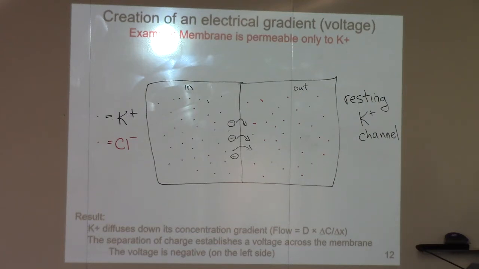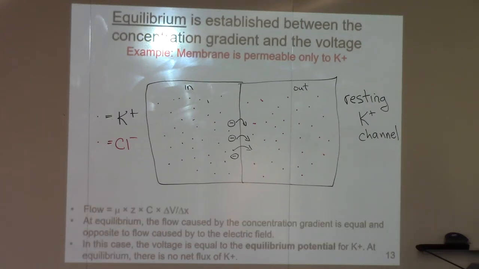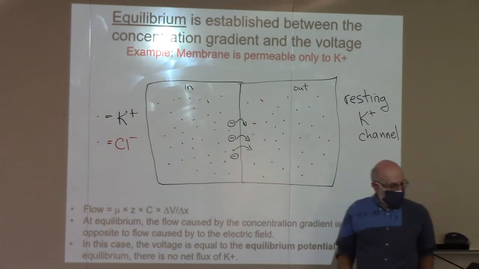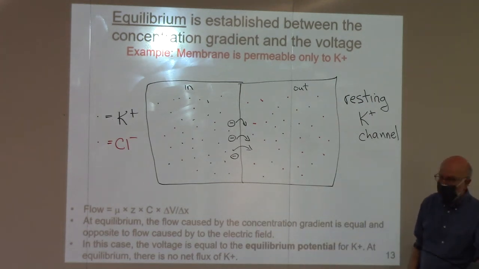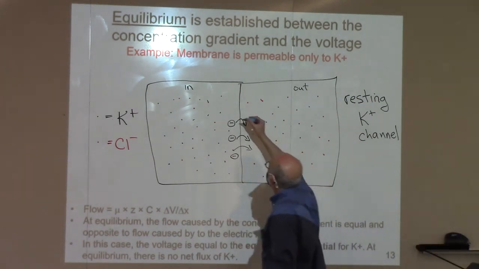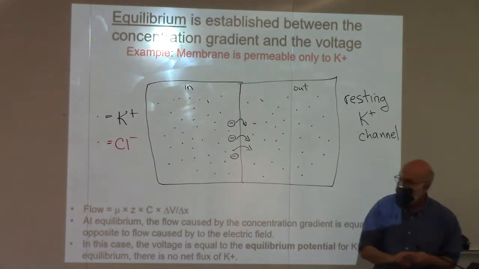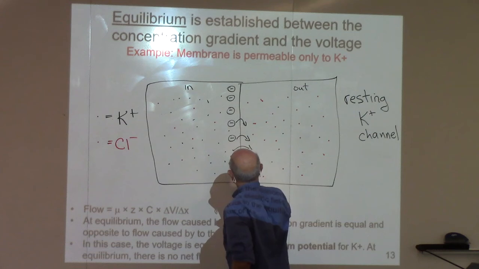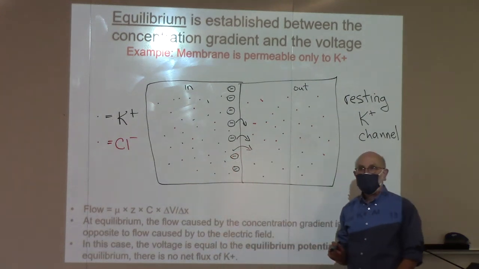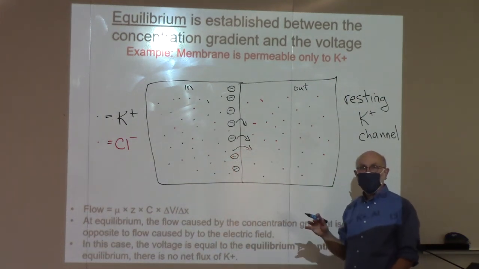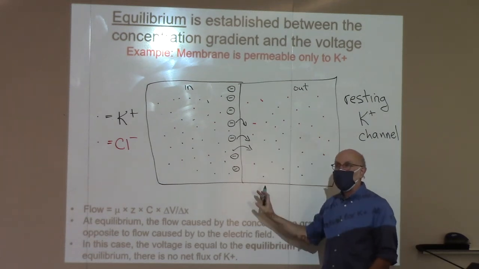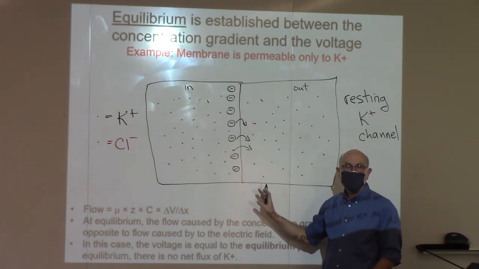Okay. So now let's think about this voltage. This voltage is negative on the inside due to the concentration gradient and the selective permeability of the membrane.